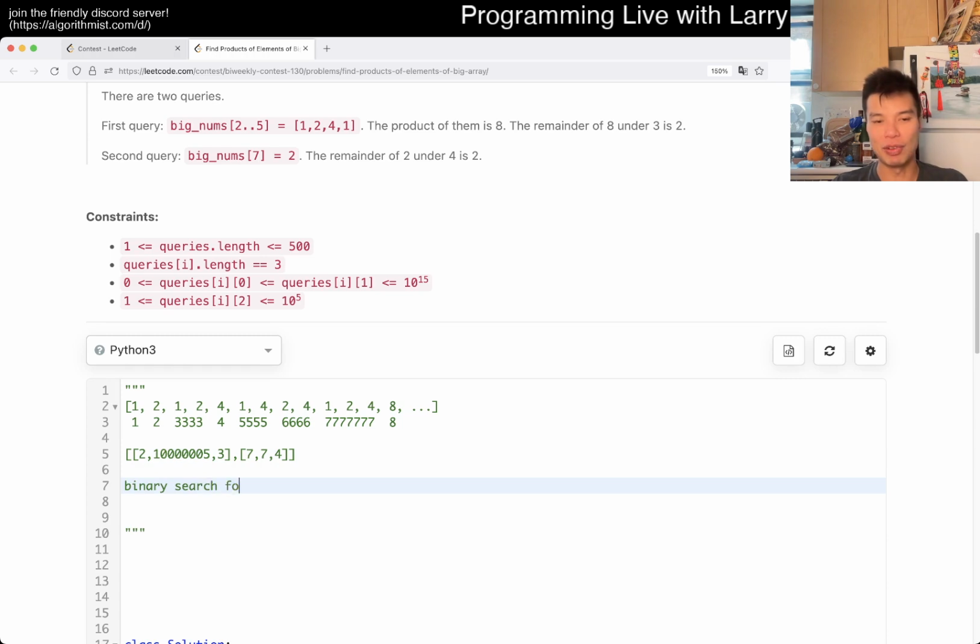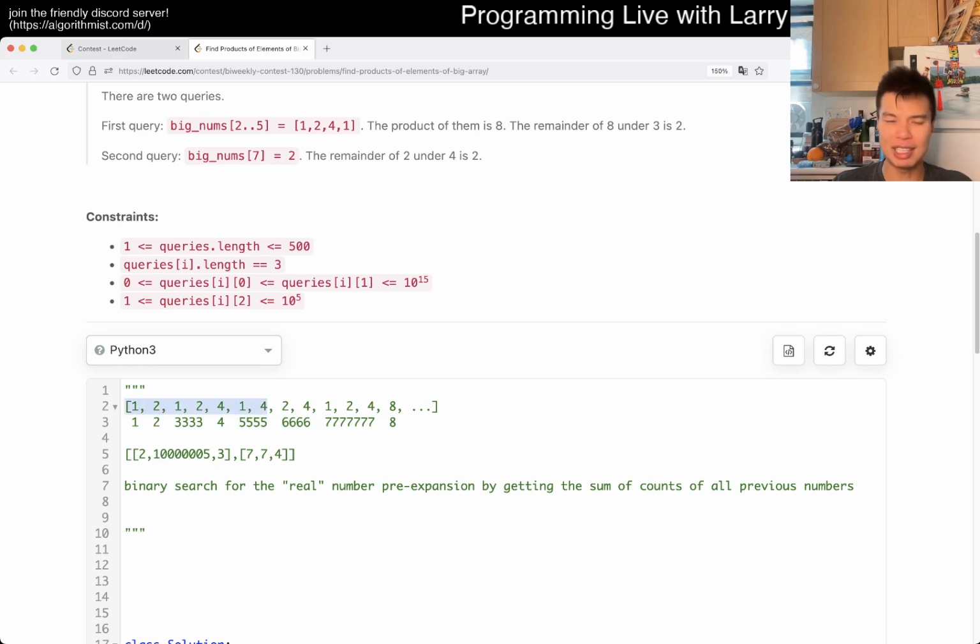Binary search for the real number pre-expansion by getting the count or the sum of counts of all previous numbers, right? So for example, here you can say that 1 returns 1, 2 returns 2 numbers, 3 returns 4 numbers, 4 returns 5 numbers, 5 returns 7 numbers, 6 returns 9 numbers, and 7 returns 12 numbers, right?